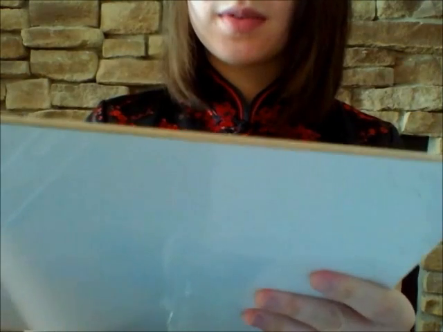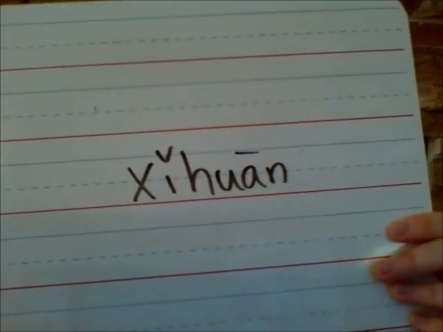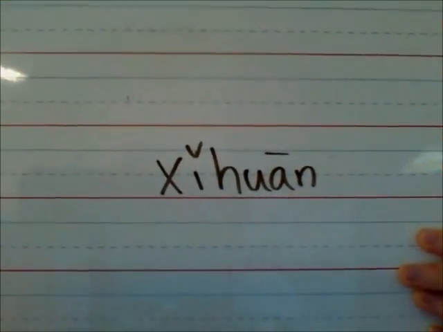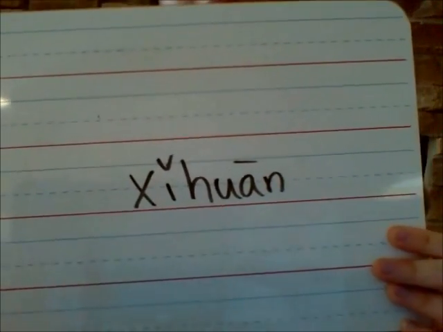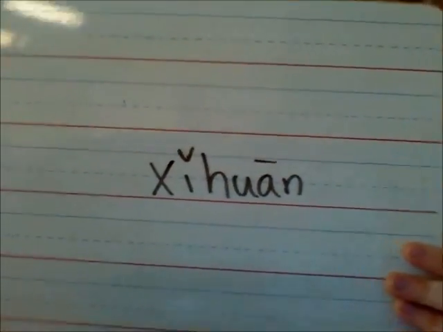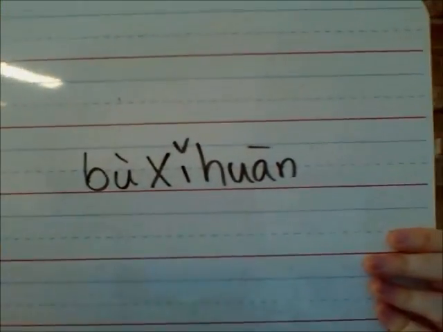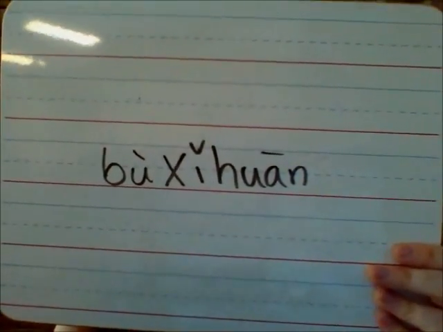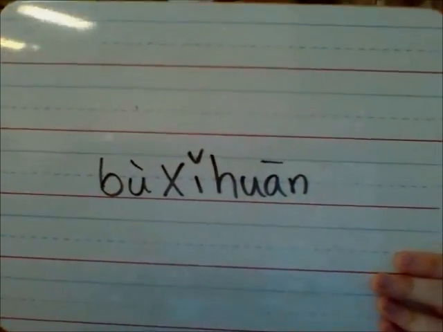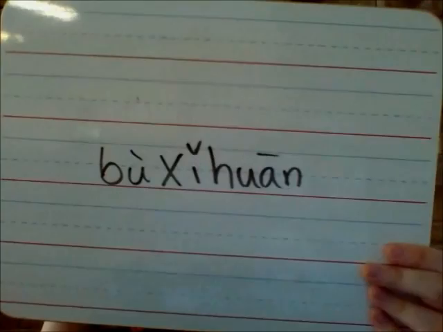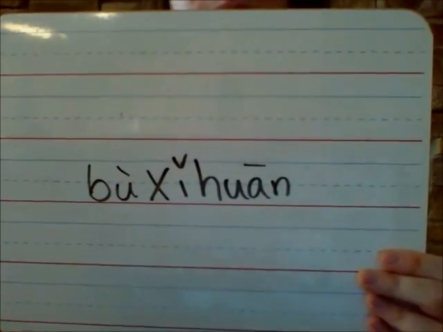Something else common, good to know. Xi huan means to like something. Now, if you add the word bu in front of it, bu means no or negative. So 不喜欢, I don't like. 我不喜欢, I don't like. 不喜欢.